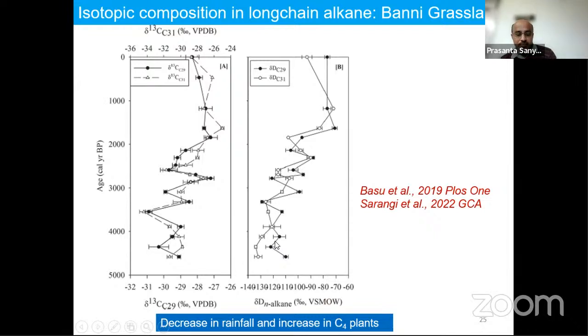Now, even though initially we explained this heightening of the hydrogen isotopic composition by a decrease in Indian summer monsoon, recently we published a paper in GCA where we showed that this higher value in the alkane hydrogen isotopic composition can also be attained if the leaf experienced burning. What we have observed is that the sediments are characterized by the presence of charcoal, which probably indicates the presence of fire when these vegetation were growing.